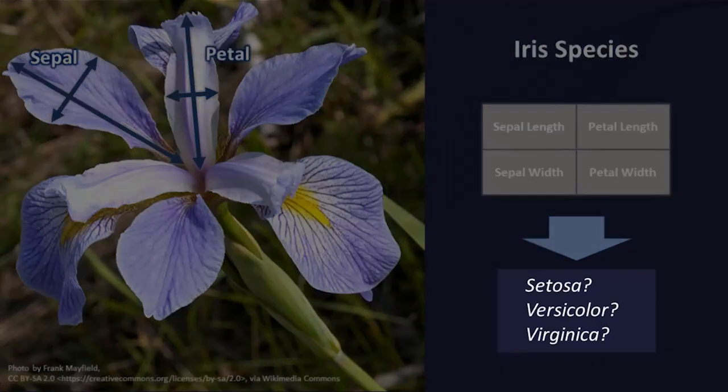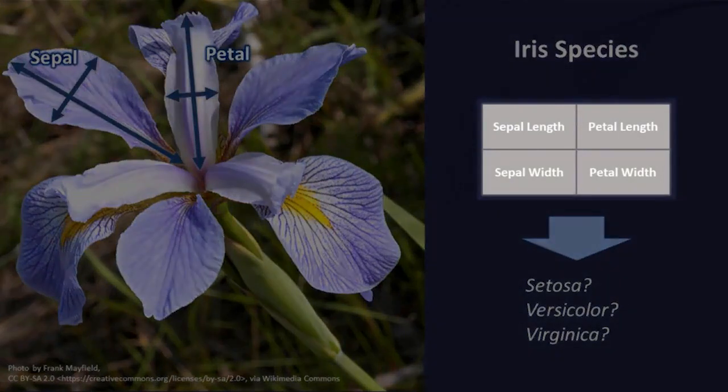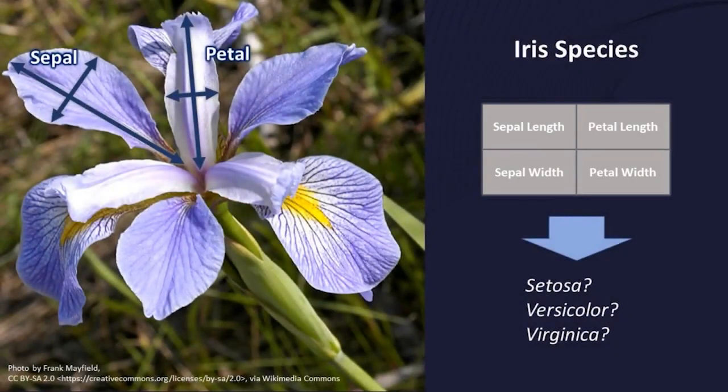Basically, you've got these three species of iris flowers: Setosa, Versicolor, and Virginica. And now that I'm saying them out loud, I'm not even sure if I'm pronouncing them correctly, but hopefully I am. And then there are four measurements: sepal length, sepal width, petal length, and petal width. And based on these measurements, you can predict the species.